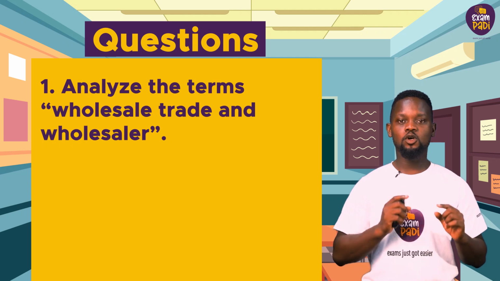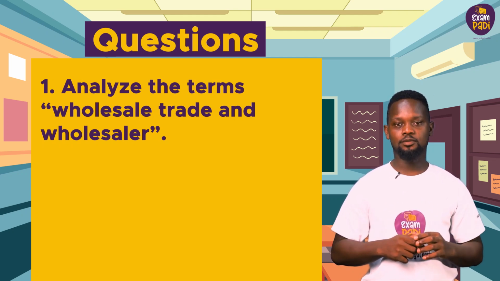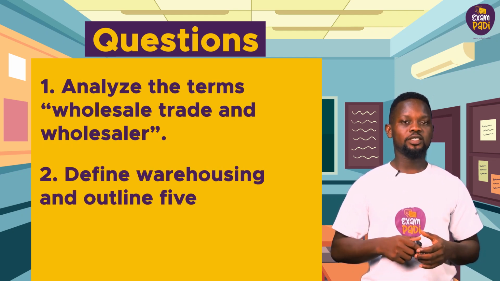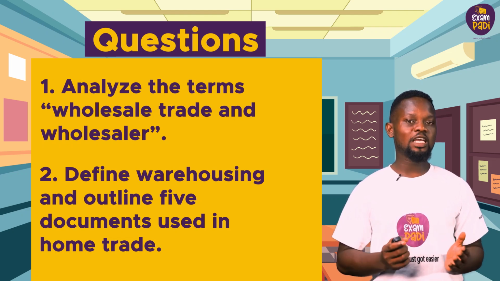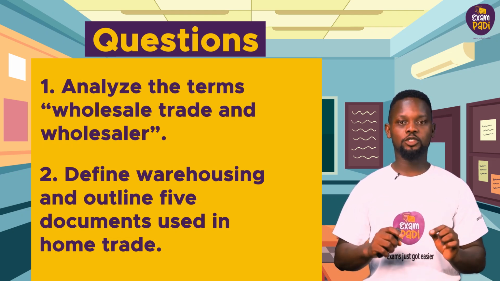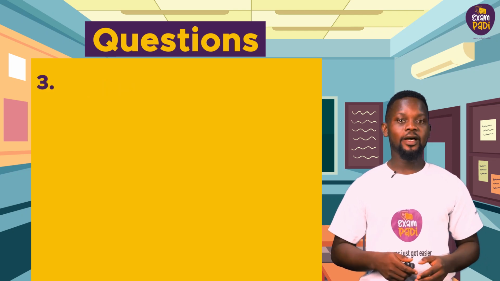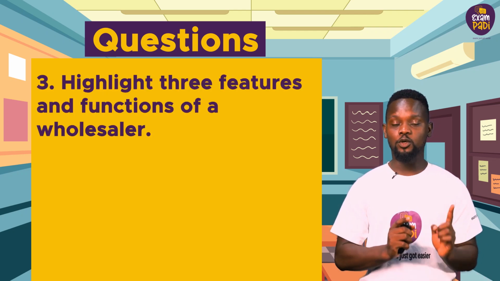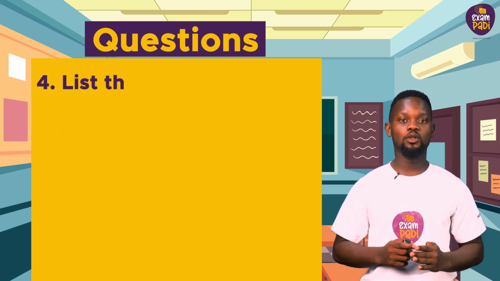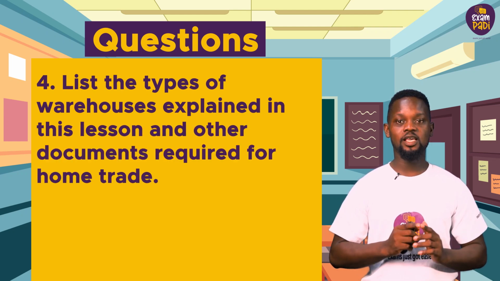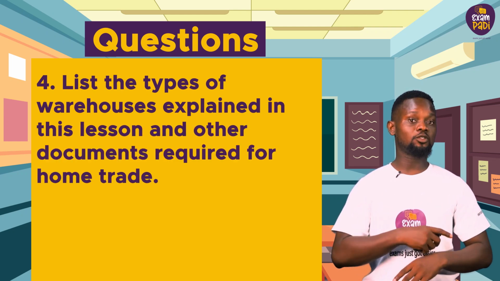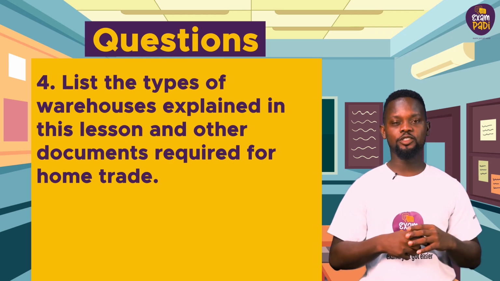We have come to the end of our study on home trade. Attempt these questions to evaluate yourself. Number 1. Analyze the terms wholesale trade and wholesaler. Number 2. Define warehousing and outline 5 documents used in home trade. Number 3. Highlight 3 features and functions of a wholesaler. And number 4. List the types of warehouses explained in this lesson and other documents required for home trade.